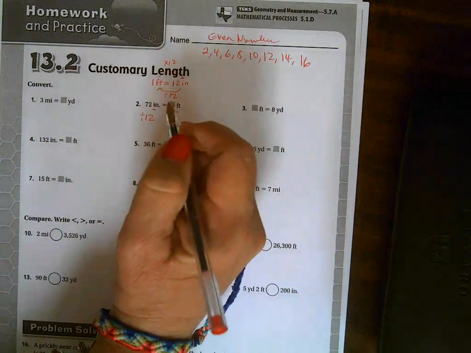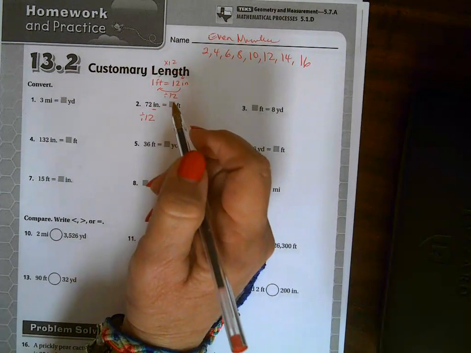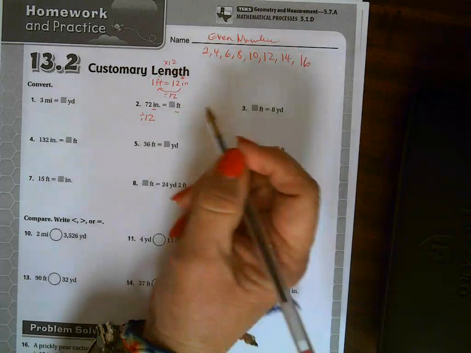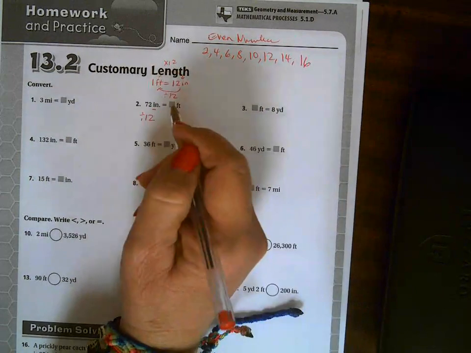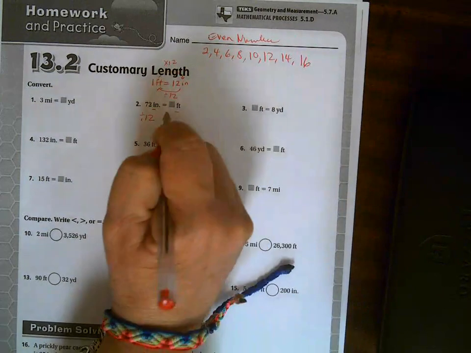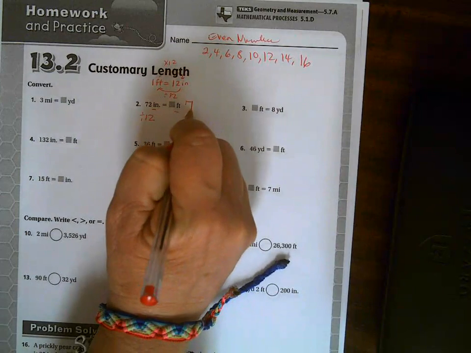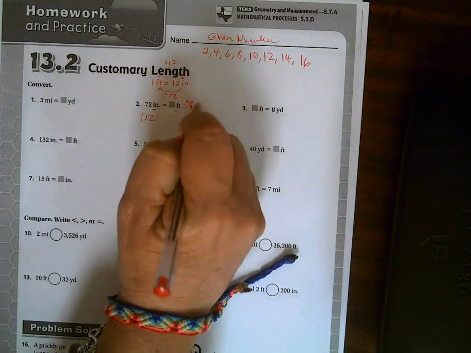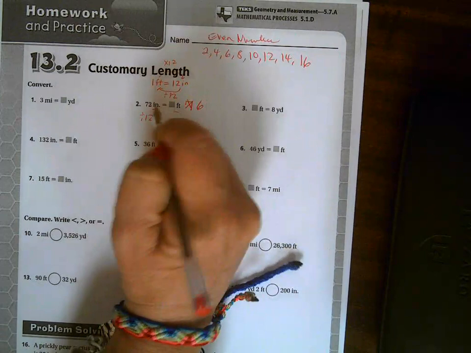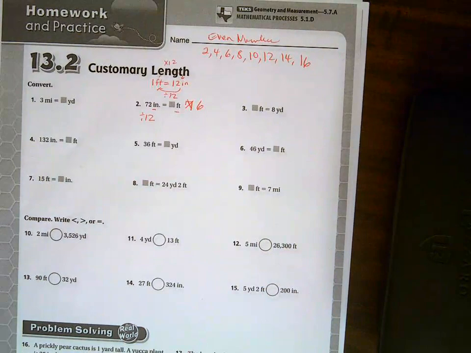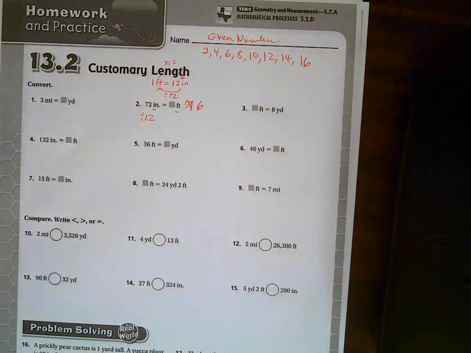We did this one, and so you would have this in your journal. I know that it'll be 6, not 7, but 6 times 12 equals 72. So the answer is 6.